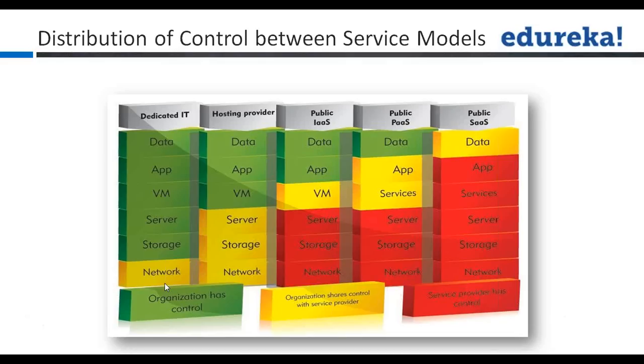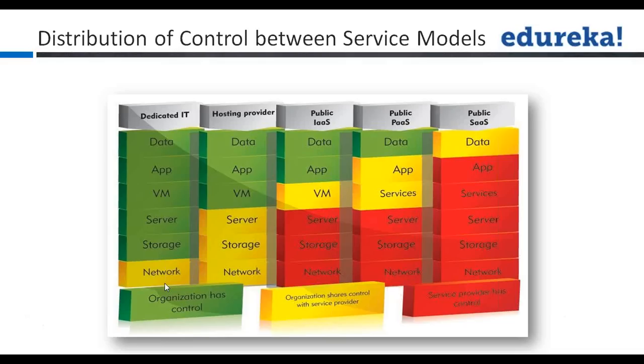Now you can create a virtual machine which you can access from your organization over the internet, whatever is the case. Then on top of that, whatever application you deploy or data you host, everything would be in your control. But you see, from dedicated IT to a hosting provider, you start losing some of the control. You start sharing the control. When you go to the public infrastructure service model, you don't control the network, because public IaaS providers do not tell where their infrastructure is hosted.